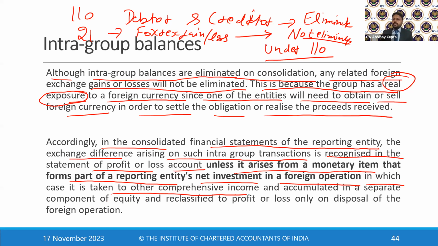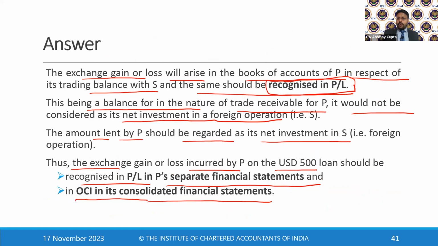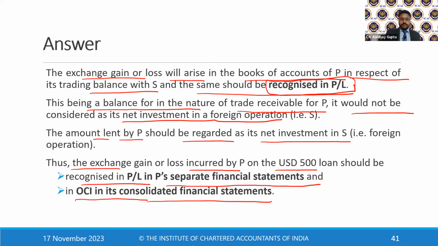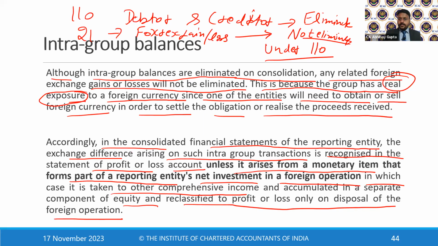So ideally it should be reflected in P&L, but if it pertains to the transaction because of net investment in the foreign operation, then it will be reflected in other comprehensive income, OCI, accumulated in a separate component of equity, and reclassified to P&L only on disposal, which we have already discussed in this chart. On disposal, it will be reclassified to P&L, right? Correct? Okay.